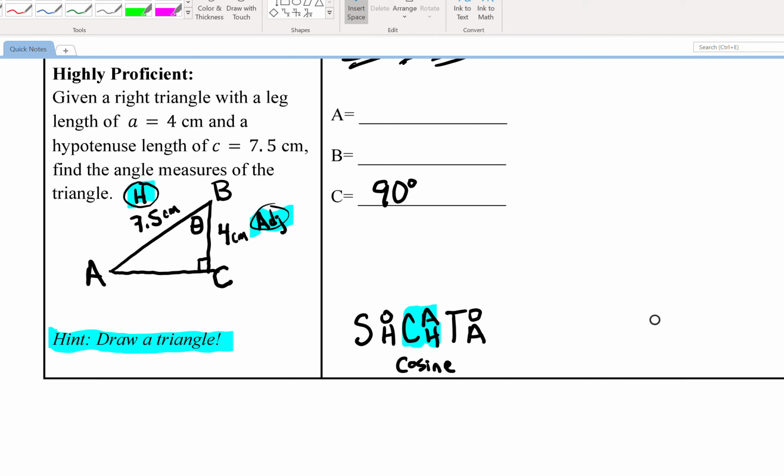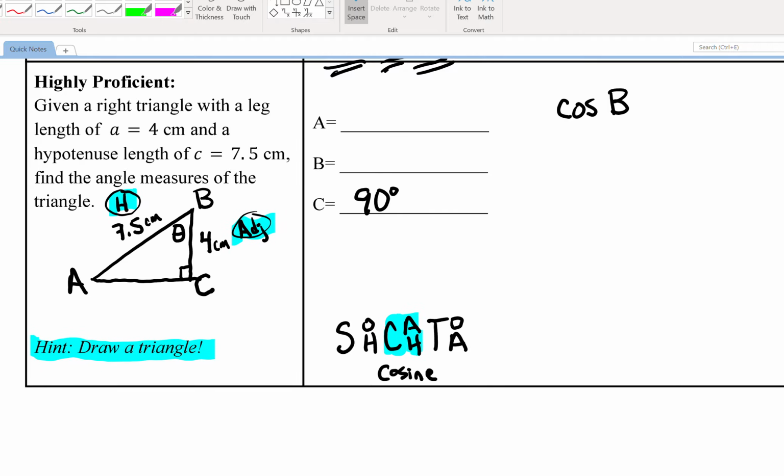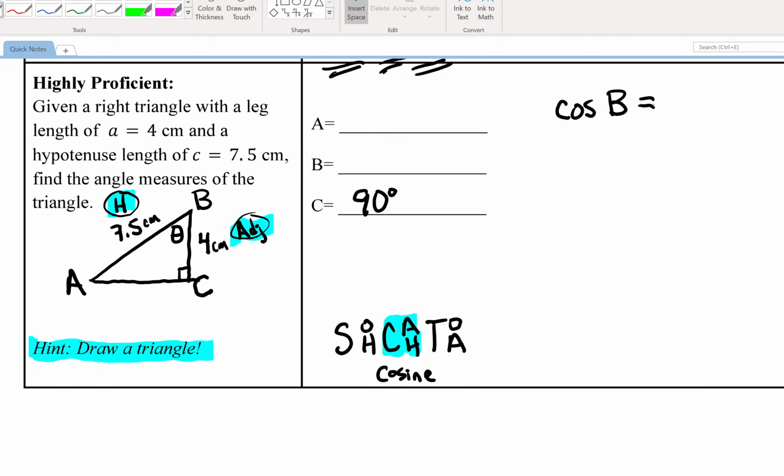So at this point, I'm going to write the cosine of B. I could put theta. I'll just put B. It doesn't matter. So the cosine of B then is equal to A over H. A is 4 and H is 7.5. It's not necessary to put the units on there. So if the cosine of B is 4 over 7.5, then the angle B is equal to the inverse cosine of that ratio, 4 over 7.5.